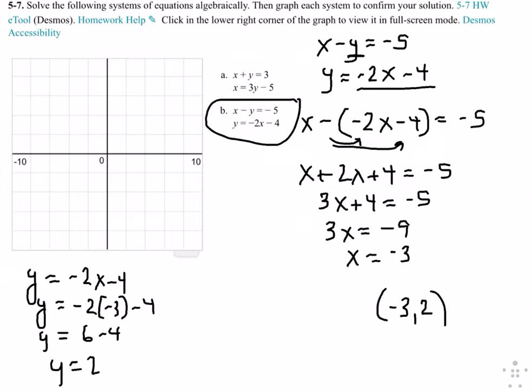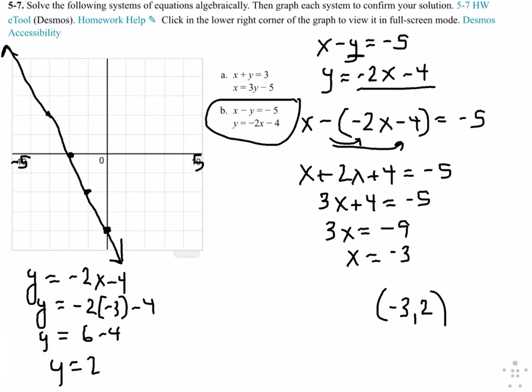So let's graph. I'll graph the second one first. Y equals negative 2x minus 4. That one has a y-intercept of negative 4. Again, I'm going by ones. Y-intercept of negative 4, 1, 2, 3, 4, and a slope of negative 2, so up 2 over 1. If I want to keep going, there's my graph for the second one, because it was in slope-intercept form, much easier to do.